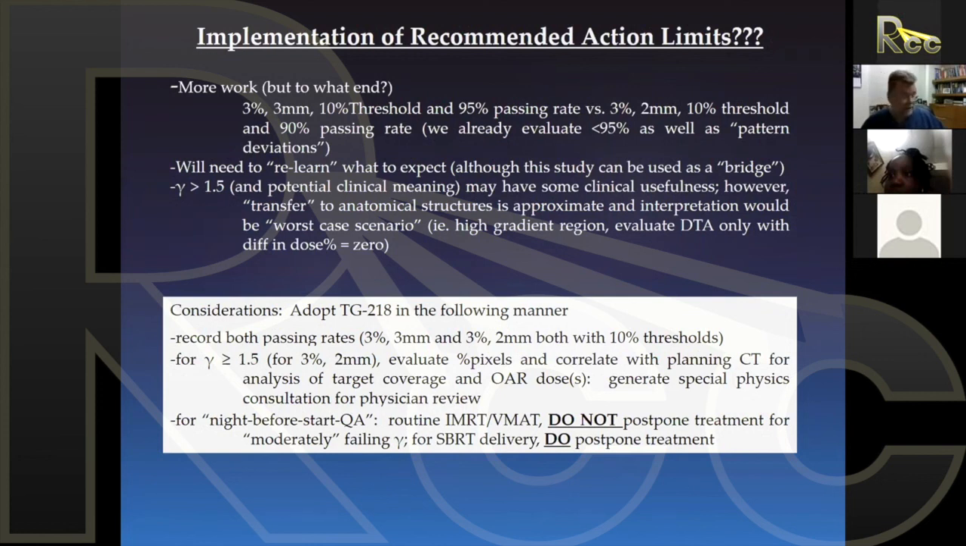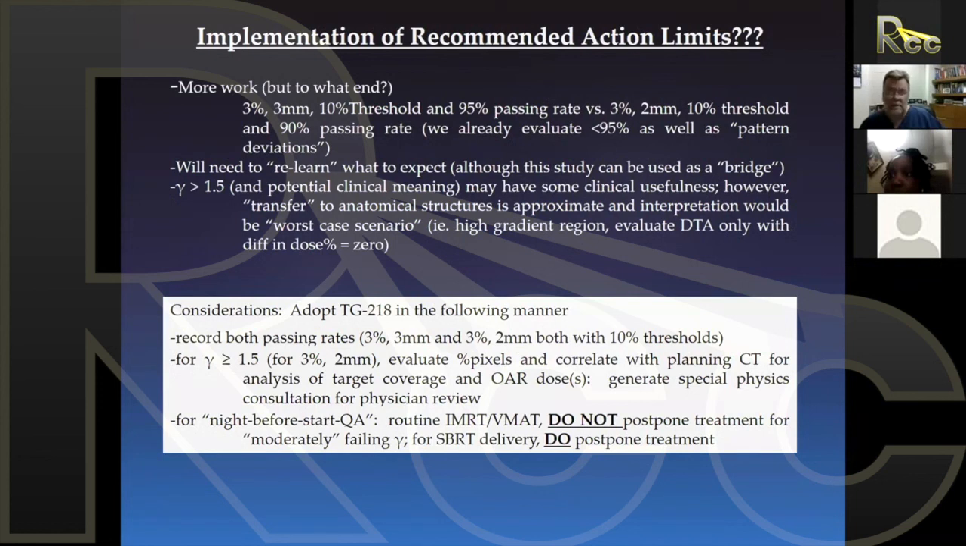The reason being we have many fractions. If it's not failing very much, like let's say it's 89, you're supposed to be 90, and I don't see anything really crazy, then we could let that patient go and we can try to do additional planes, maybe search something out. If it's SBRT, since we only have 5 or fewer fractions, we do postpone, because we can't recover from those types of errors in general.